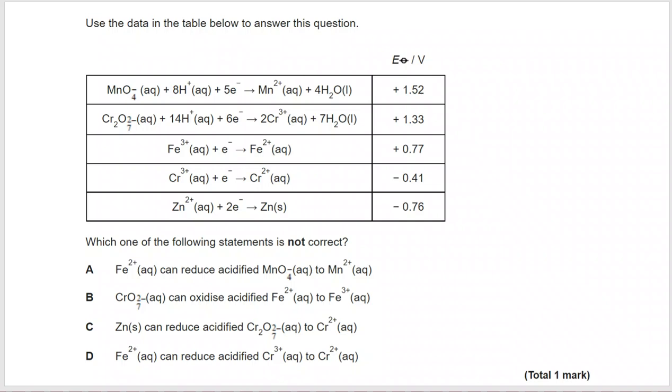This is AQA A-level Chemistry, so multiple choice question on electrode potentials. Pause it, have a go, and then review. So on this one, I am going to go into quite a lot of detail on the answer.